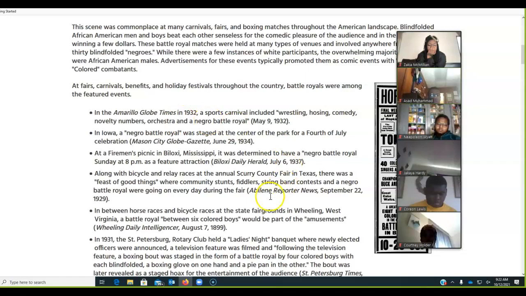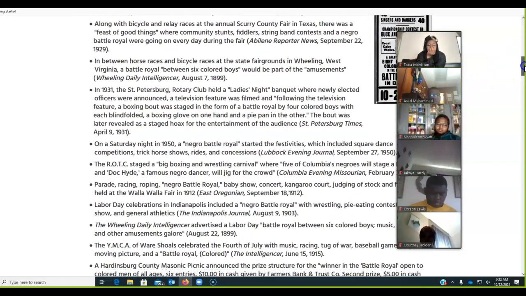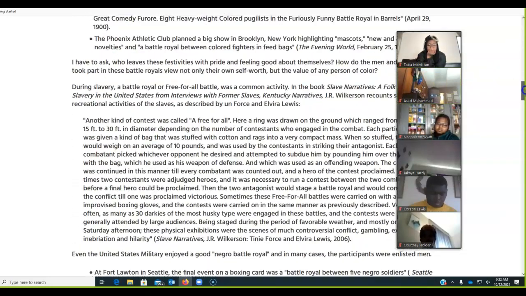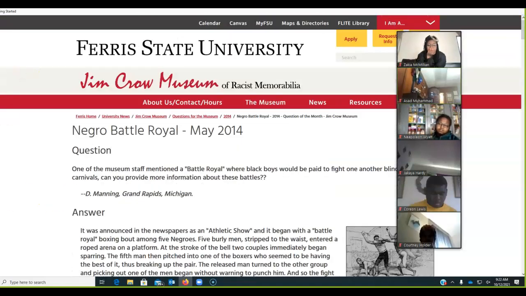Now it's even talking about it from the original sources, from the newspapers at the time. So absolutely fascinating stuff here.